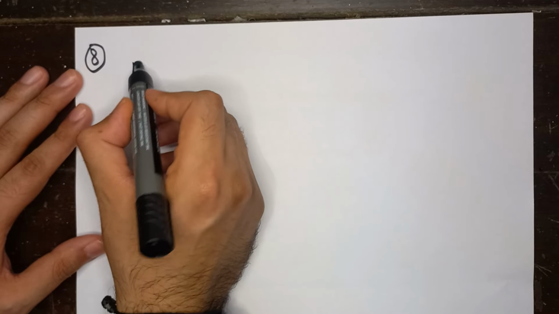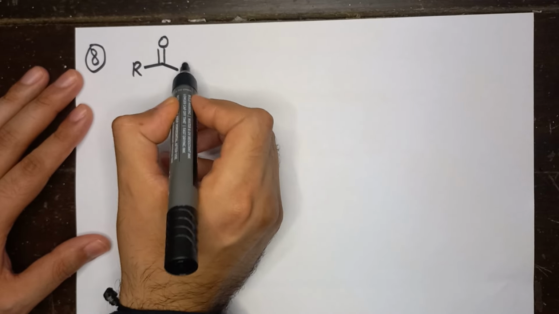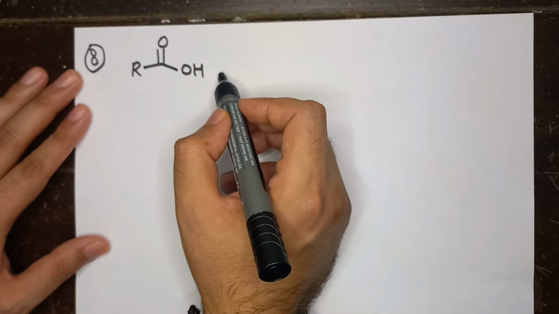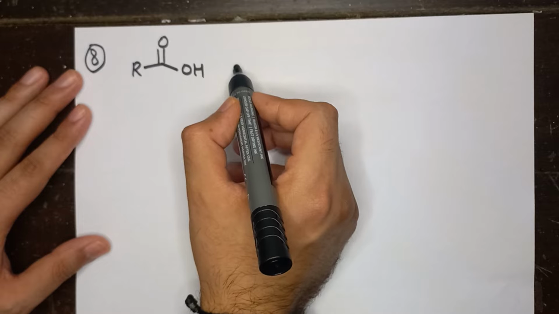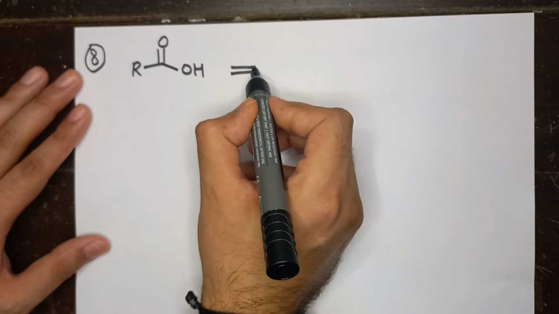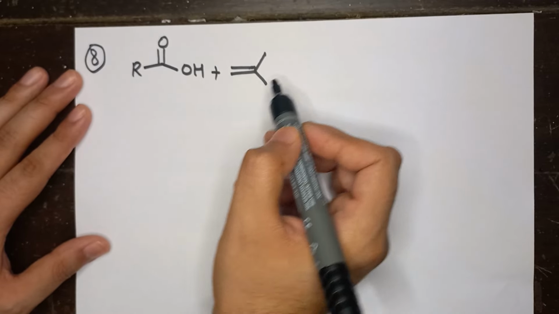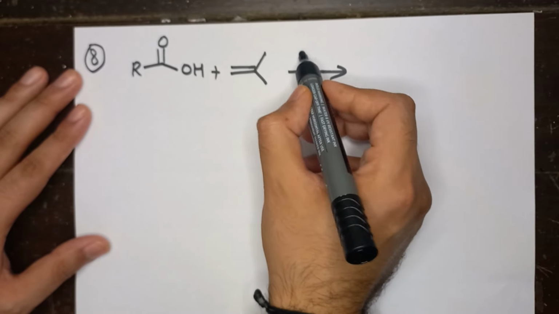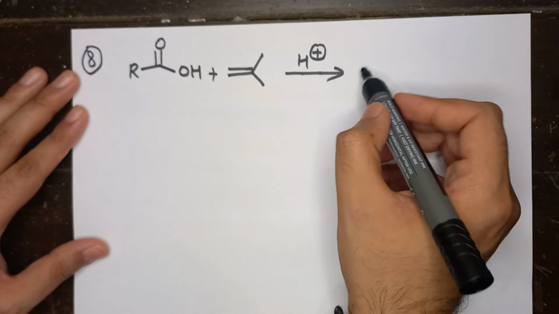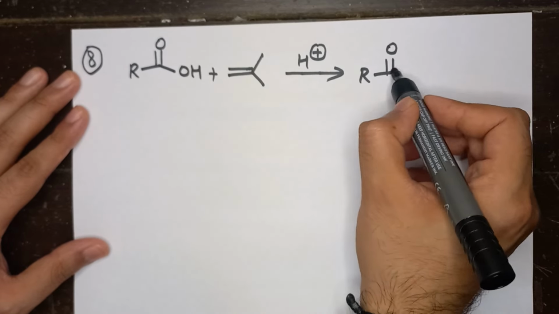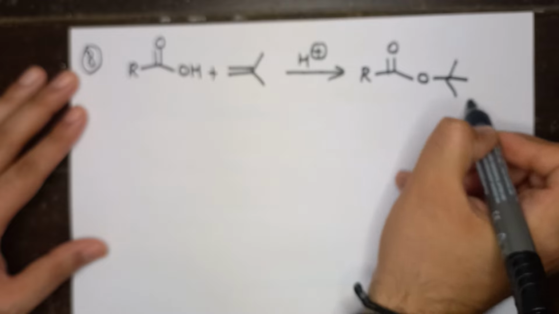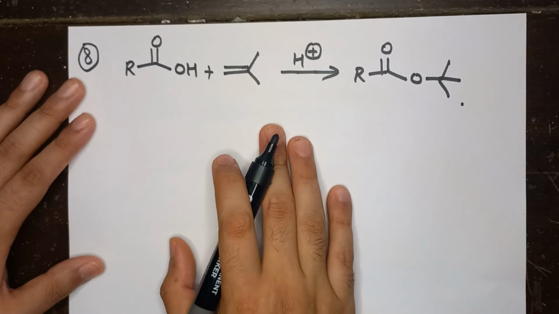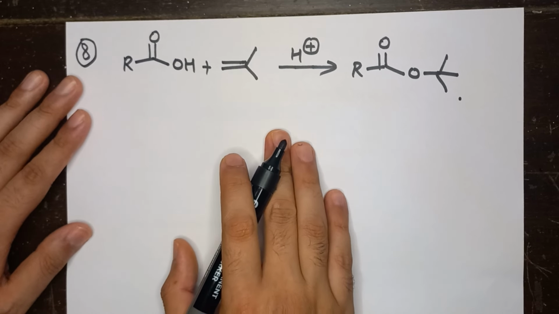So I have a carboxylic acid and I'm reacting it with a alkene. The alkene here is this one, and I also need acidic condition to do this reaction, and the product is this particular product. So feel free to pause the video and try the mechanism by yourself.